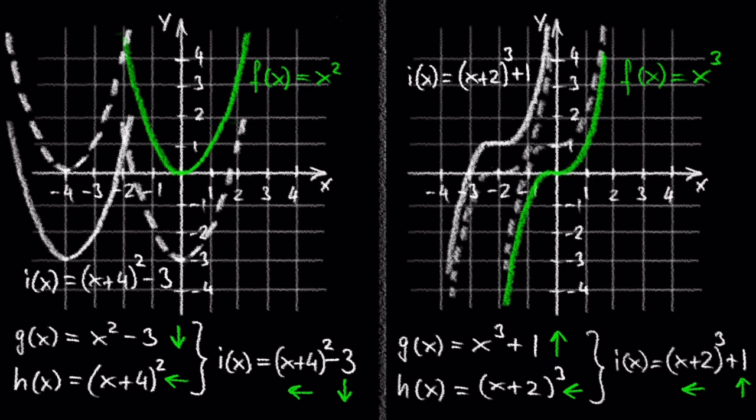We shifted the graph of the cubic function f of x equals x cubed 1 unit up and 2 units to the left by adding a 1 to the function notation and by plugging in x plus 2 instead of x.